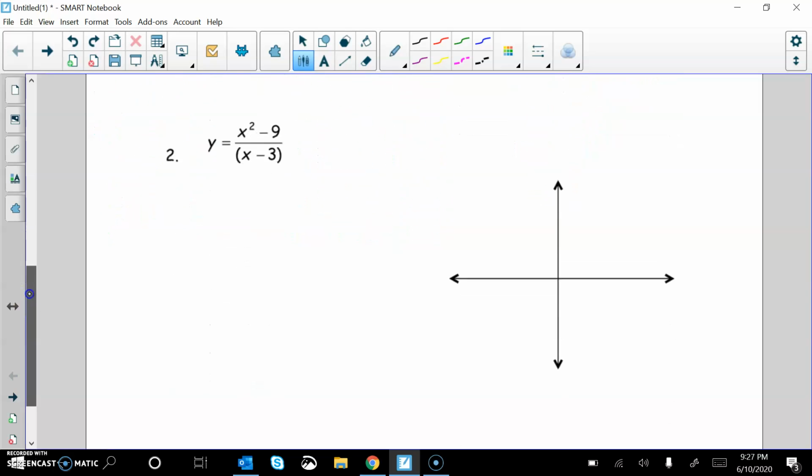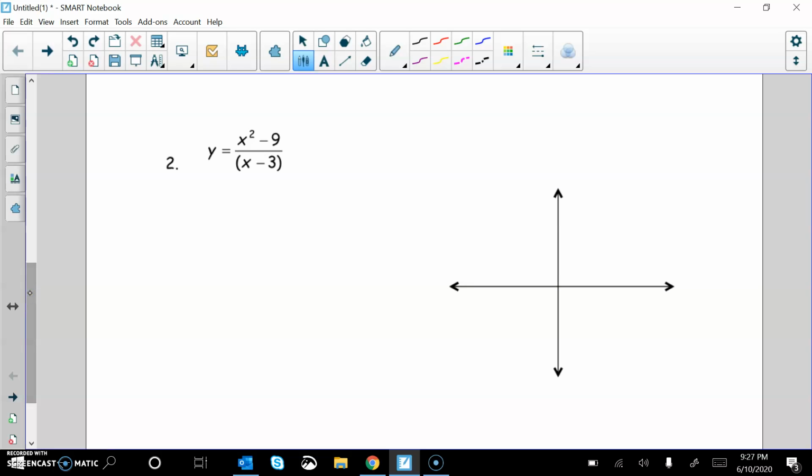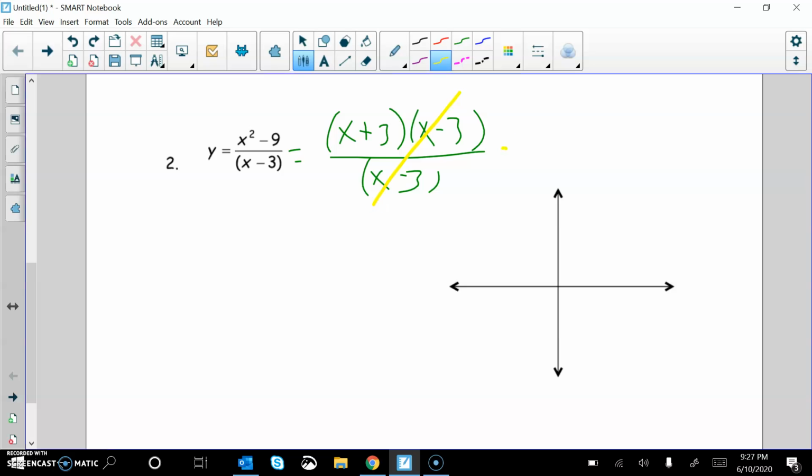All right, number 2. So factor: x plus 3, x minus 3. Cancel, so x plus 3. So let's graph x plus 3. Y-intercept of 3, slope of 1, so 1, 1, 1, 1. So there's that graph.